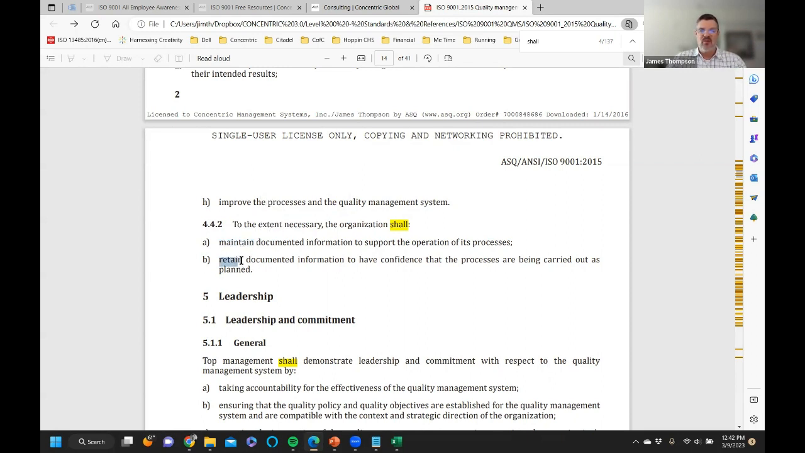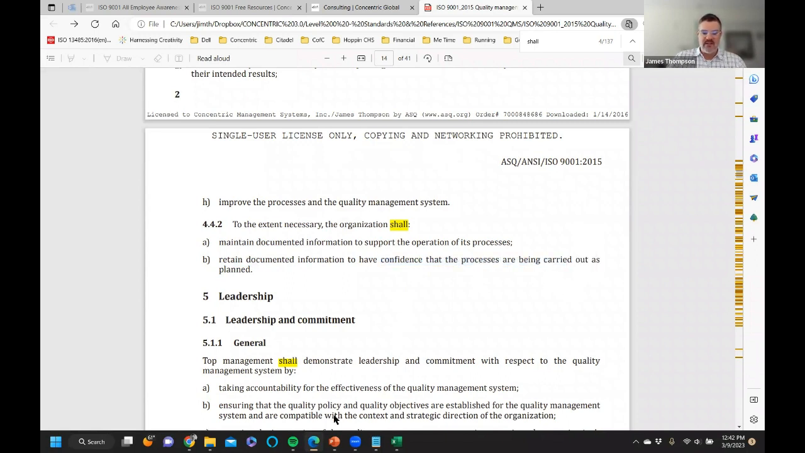And then when you see retained documented information, retained is an early signal here in the standard that a record needs to be retained. So to the extent necessary, the organization shall basically have documented information in form of procedures, etc., and records. And the records need to be kept to the extent necessary to make sure that you have confidence that the processes are being carried out as planned.